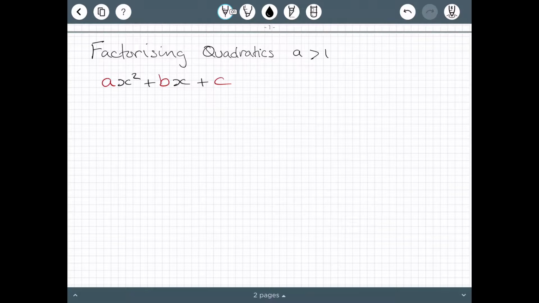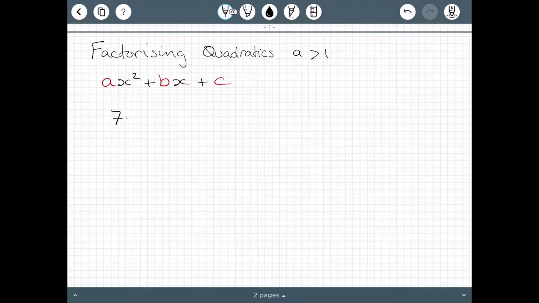So let's do a quick recap. If you remember, all quadratics take the form ax squared plus bx plus c, where a is the coefficient of the x squared, b is the coefficient of x, and c is the number on its own. Now what we're talking about here is we want to be able to factorize a quadratic where the coefficient of the x squared is not equal to 1. It's bigger than 1. So let's start off with an example.